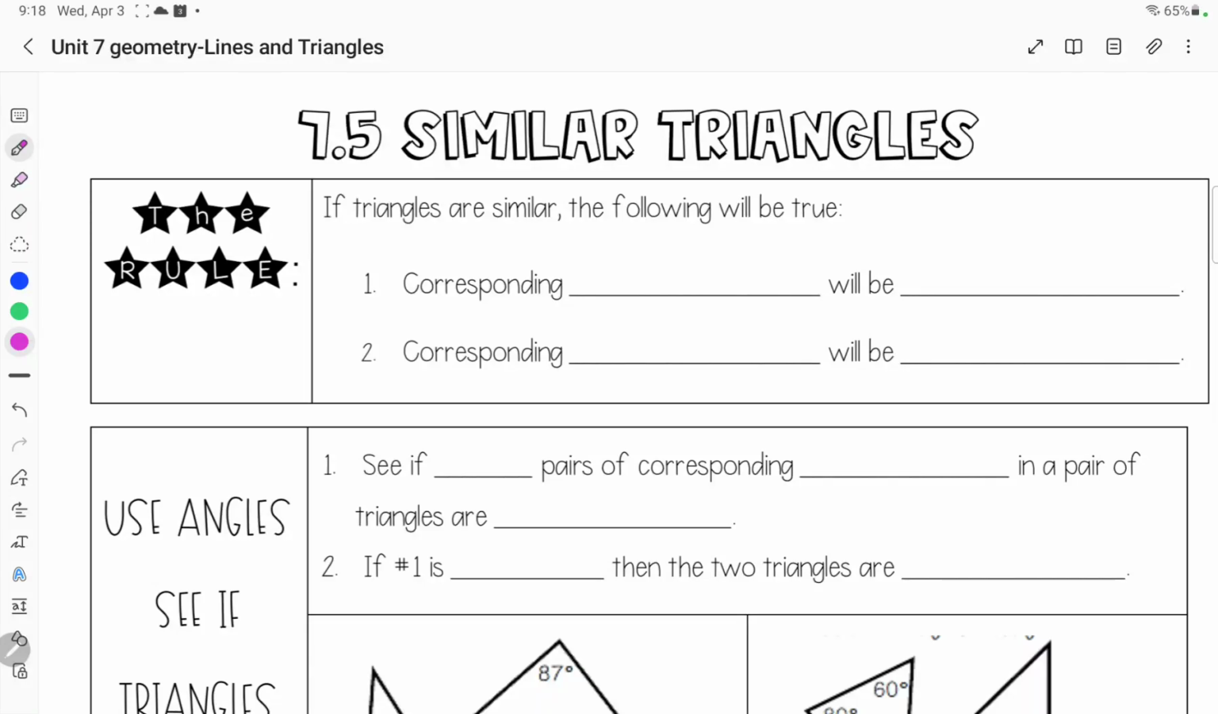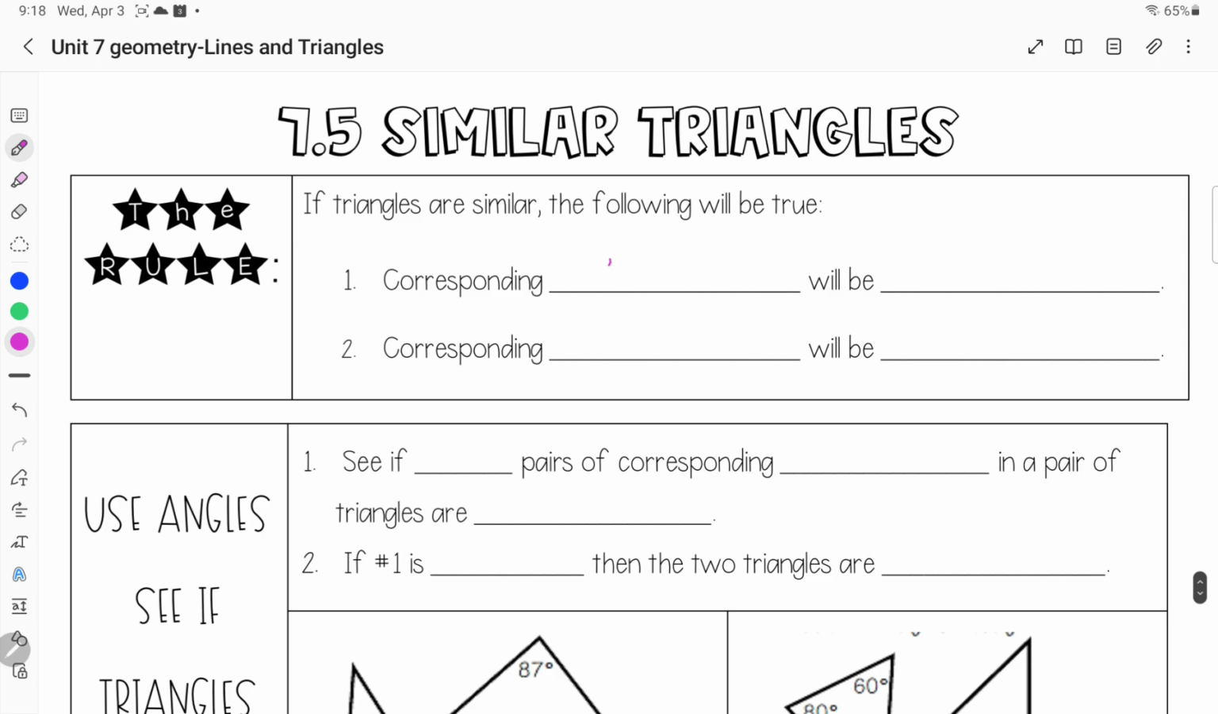1.5, similar triangles, is the end of our unit 7. So what we're going to be really focusing on is the angle part. Last year you should have found that similar triangles have corresponding sides that are going to be proportional. Remember that corresponding means they're in the same place but on a different shape. So corresponding sides are going to be proportional.